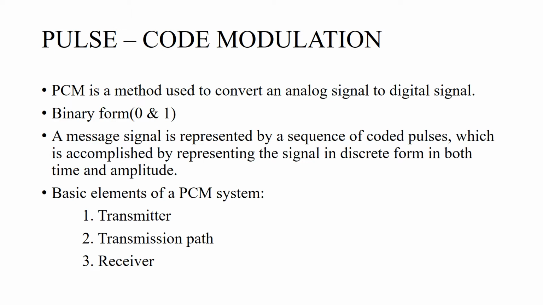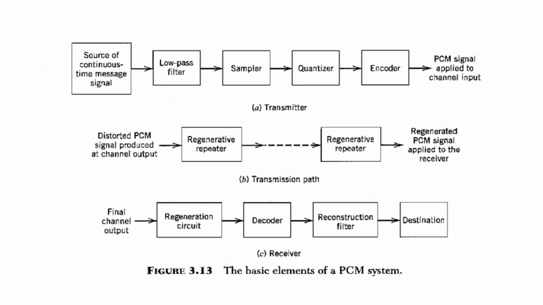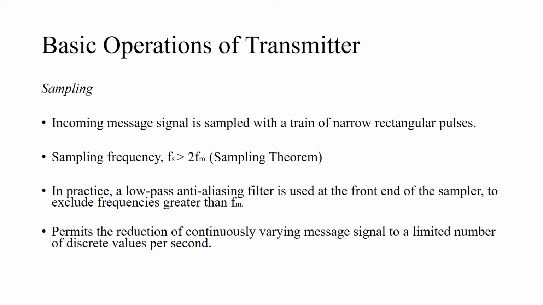So now let's go through the basic elements of a PCM system, that is the transmitter, transmission path and receiver. These three are the block diagrams of the transmitter, transmission path and receiver of the PCM system. And have a look at this. We have a low pass filter in front of the sampler here. So the first basic operation of a transmitter in a PCM system is sampling.